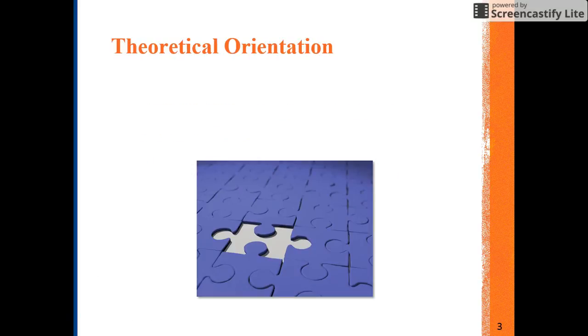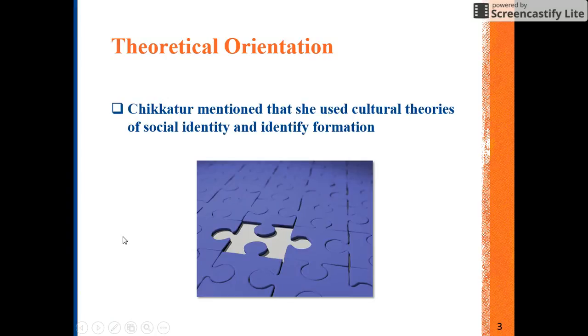The author mentioned that she used cultural theories of social identities and identity formation as theoretical background, but again, without an elaboration on the theory in the paper, it is hard to see how she applied the theories.